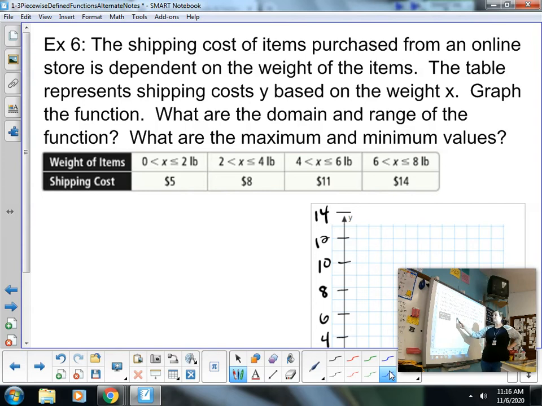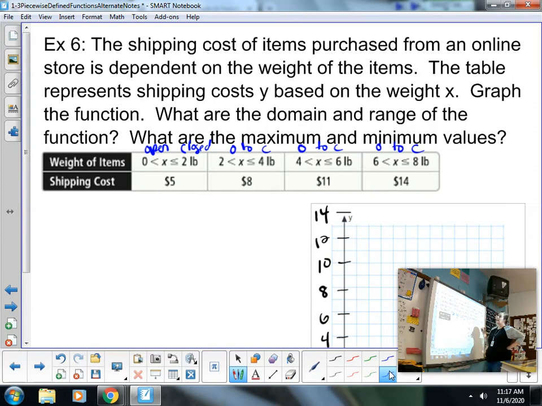So 0 to 2 pounds is going to be a $5 shipping cost. Notice that there is a line under the inequality with the 2. 2 to 4 pounds is $8. Notice 2 does not have a line under it, 4 does have the line. 4 to 6 pounds is $11. 6 has a line under it, 4 does not. 6 to 8 pounds is $14. 6 does not have the line, 8 does. Which means every single one of these, you're going to be going from an open dot to a closed dot. So open to closed, open to closed, open to closed.